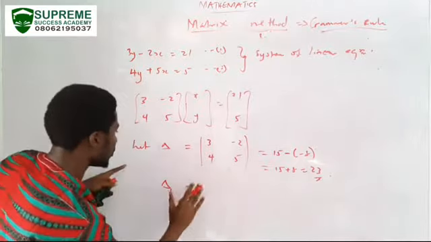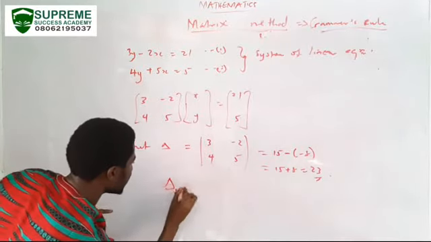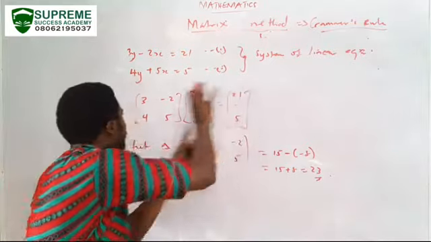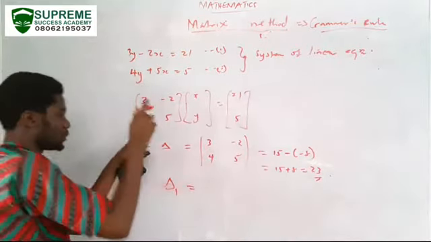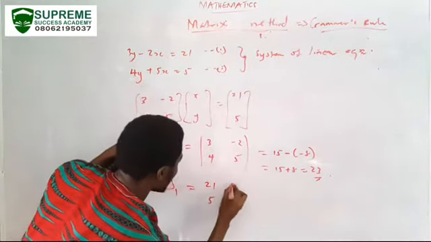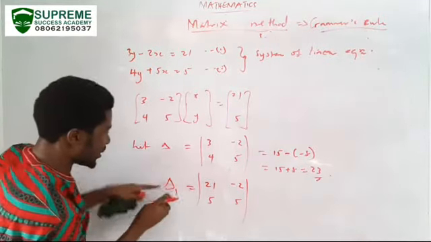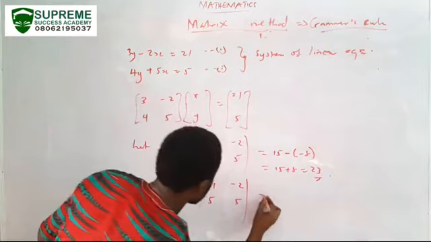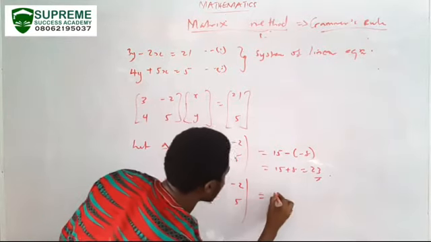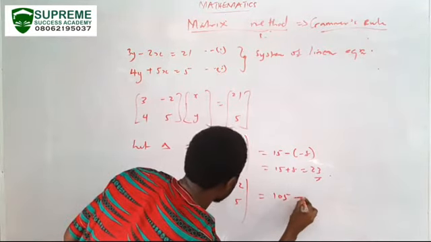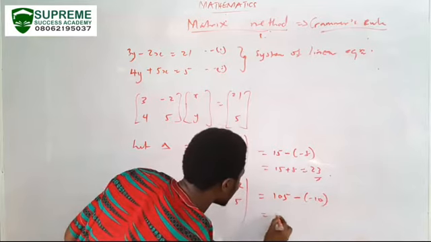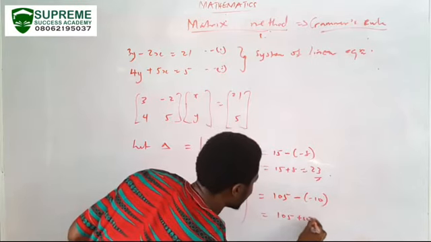Then, let's call our delta 1. You pick this, you replace the first column, this column 1. So you are going to have 21, 5, minus 2. Can you see this? Good. That's the determinant of it. That's how to obtain it. So this one becomes 21 times 5, you remember that's 105, minus minus 10. And that will give us 105 plus 10.